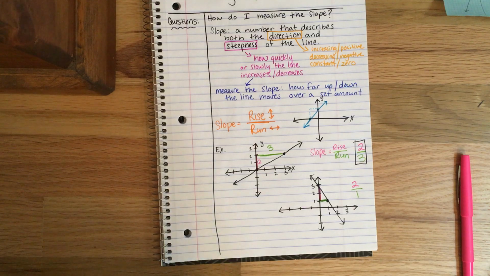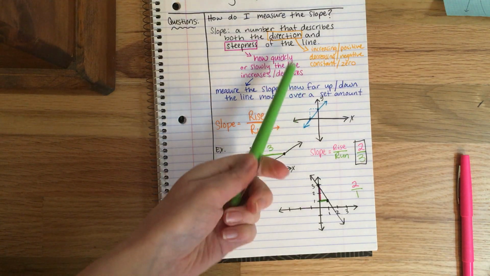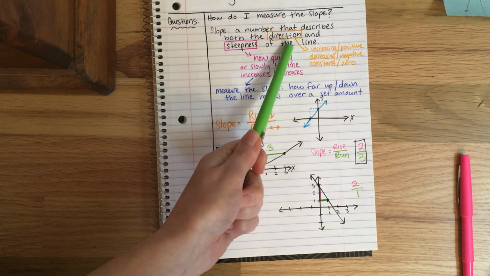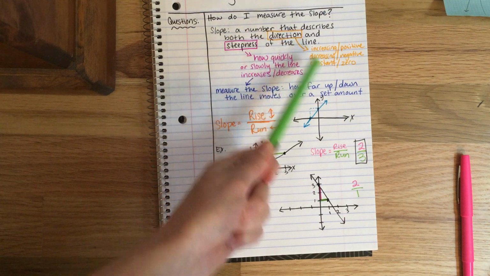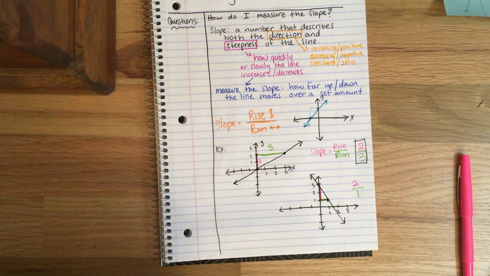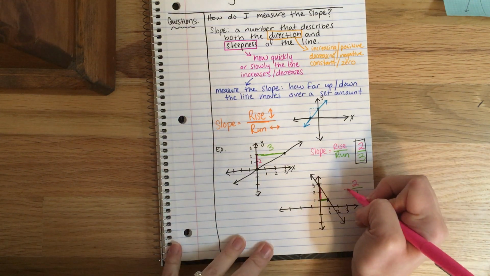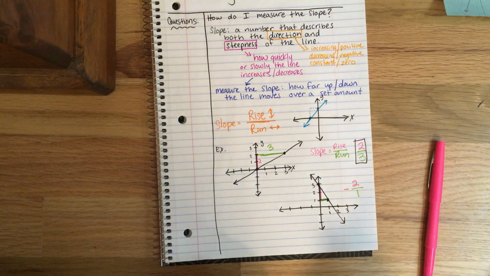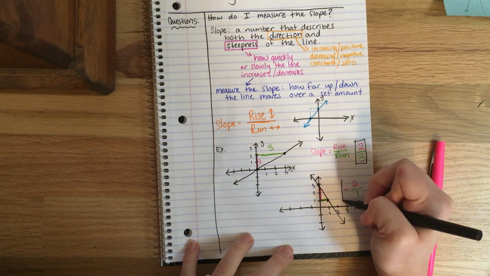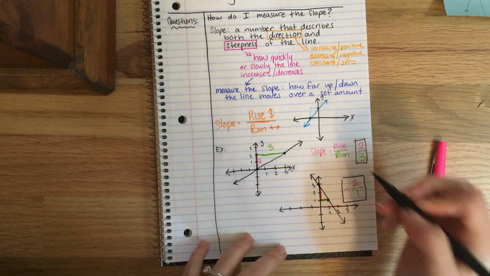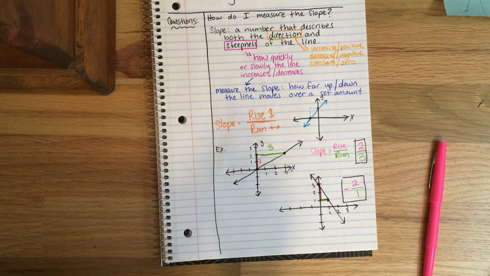Now there's one more thing. What should we have started with? We found the steepness, but we also need to check on the direction. Is this line increasing or decreasing? It is decreasing, which means that this is a negative slope. So I have a negative slope, -2 over 1. Go ahead and take a look at that first practice problem there.